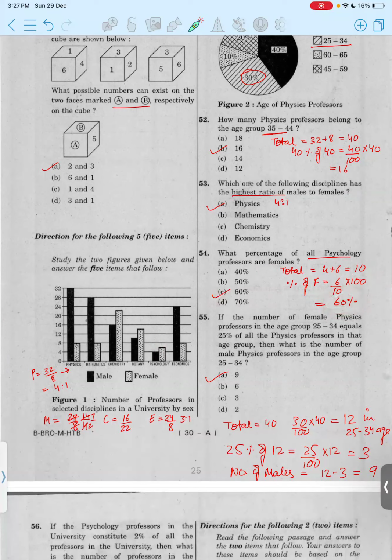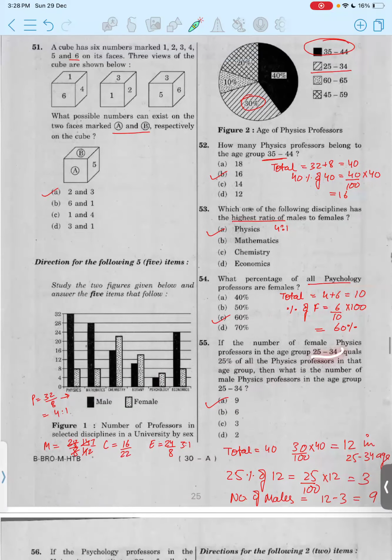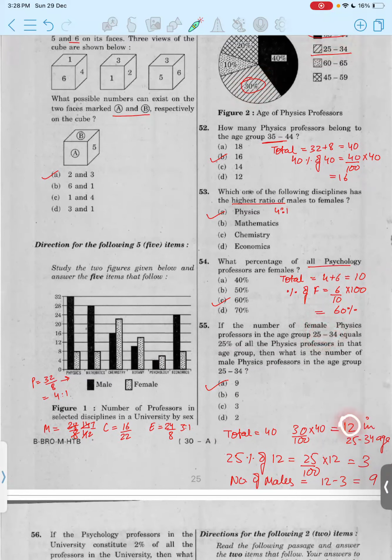And then 55: if the number of female physics professors in the age group 25 to 34 equals 25% of all the physics professors in that age group, we have to calculate the number of male physics professors in the same age group. We know the total physics professors are 40 in number. Here we calculate 30% of 40, because this age group 25 to 34 is 30%, which is given to us, so it will turn out to be 12. Out of 12, it states that 25% are female, so we'll calculate 25% of 12. From here, 3 are female physics professors. We have to calculate the number of males, so we'll deduct 12 minus 3, and we'll be left with 9. So A is the right option.